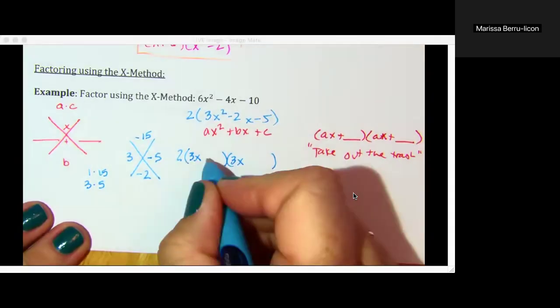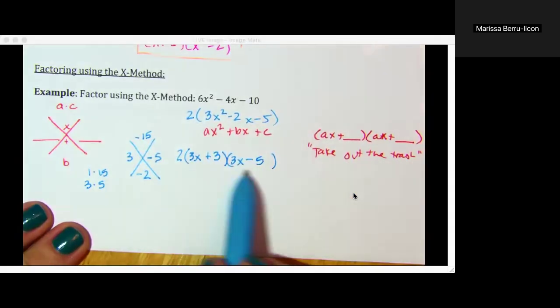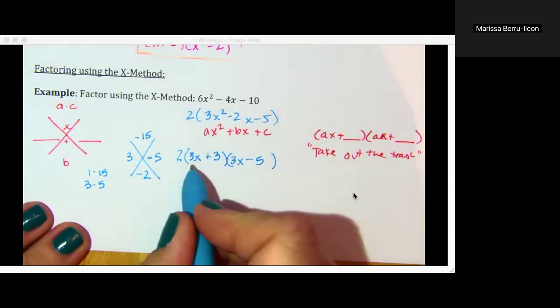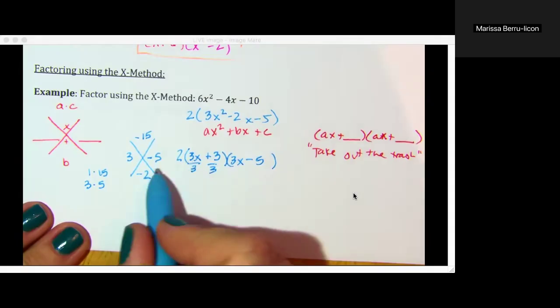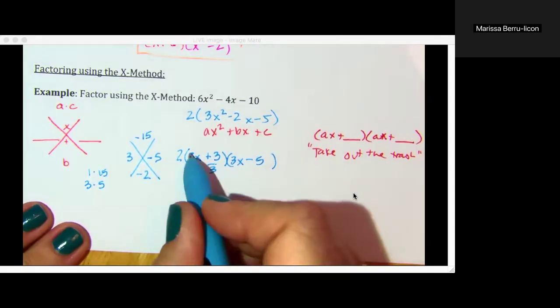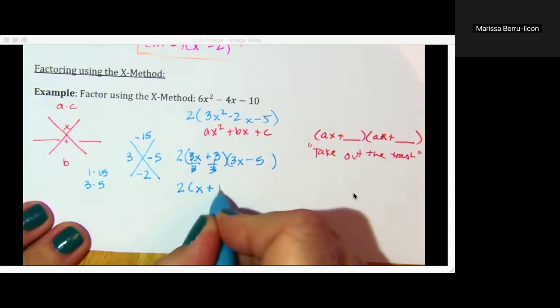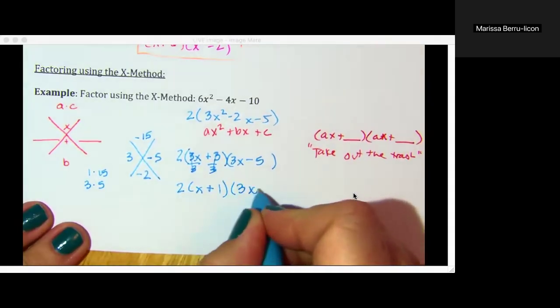And the way I find where that extra 3 is: one of these, or possibly both of them, will have a common factor. And I see here that in this set of parentheses, I have a common factor of 3. Now, that's not a common factor I'm pulling out. That's the 3 that should never have been there in the first place. So I end up with x plus 1 and 3x minus 5.